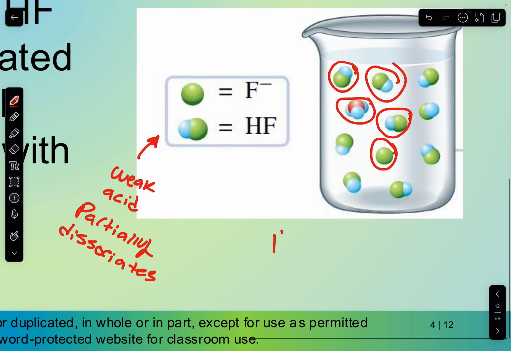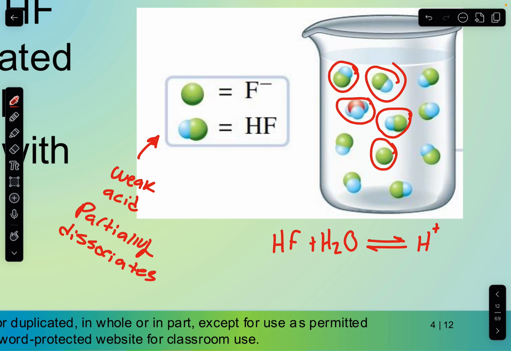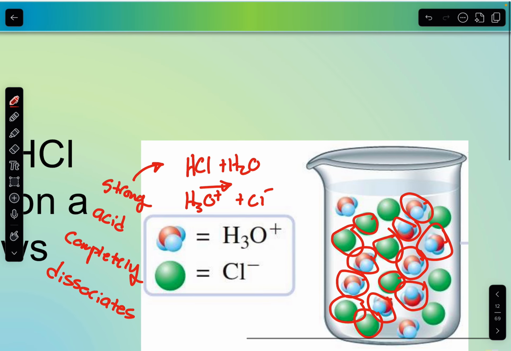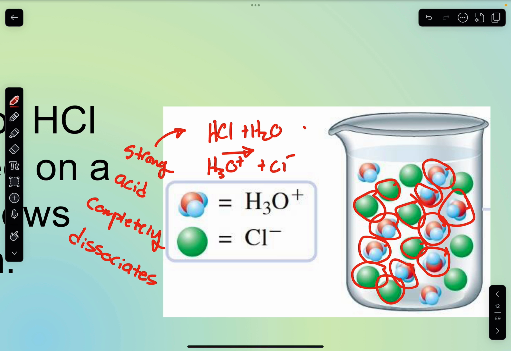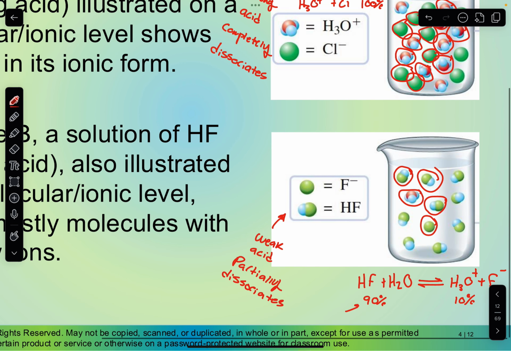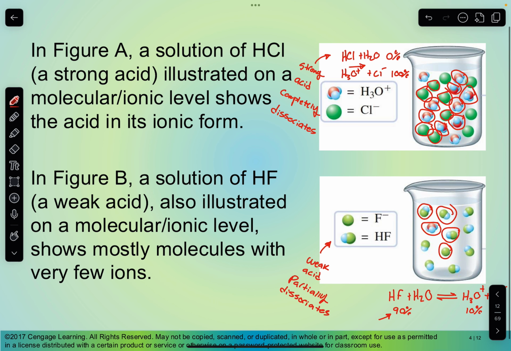And so that reaction would look like this. HF plus H2O goes back and forth between H3O plus and F minus. And so it might spend 90% of the time over here as HF and 10% over here. Whereas a strong acid would spend just about 0% of the time as the acid and 100% of the time as ions. That would be the difference. Could be something other than 90. We'll get into exactly how to calculate it at some point.